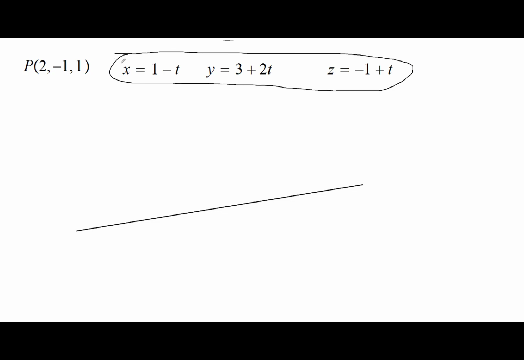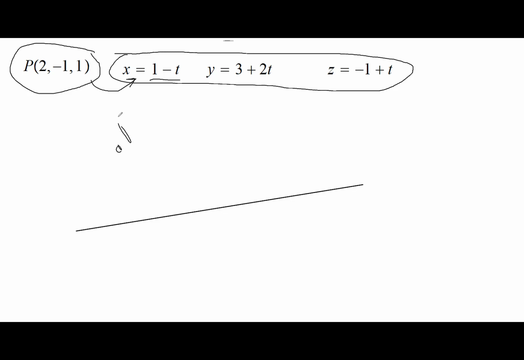So first thing, a good thing to do, even though it's not necessary, is just to make sure that the point P does not lie on the line L. And in this case, you can easily see that, because if you set 1 minus t equals 2, then t will be negative 1. And what happens then is that for t equal to negative 1, the y coordinate should be 1, but that's not the case, and the z coordinate should be negative 2. So we have this point P here.